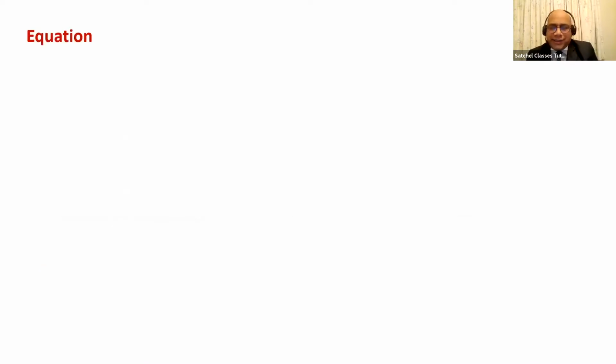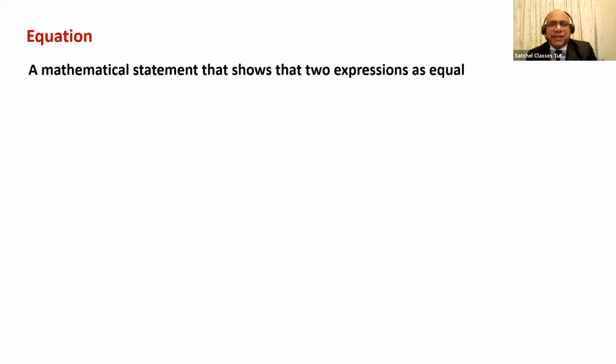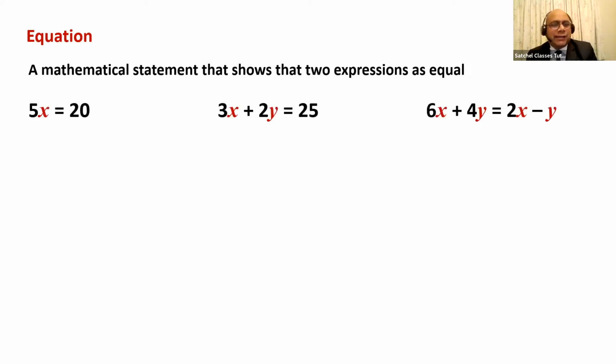So what is an equation? An equation is simply a mathematical statement that shows that two expressions are equal. So if I equate the two expressions, that becomes an equation. Like 5x equals 20, 3x plus 2y equals 25, 6x plus 4y equals 2x minus y. All of these are examples of equations.